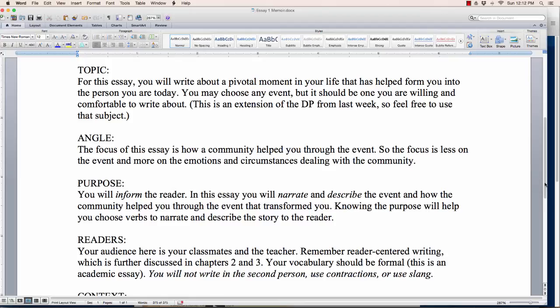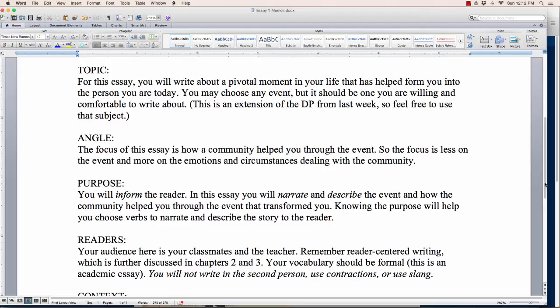The angle. So the focus of this angle is how the community helped you through that event. So the focus is less on the event itself and more on the emotions and circumstances dealing with how the community helped you. You will need to include a summary of the event and what happened, but focus on what the community did for you.